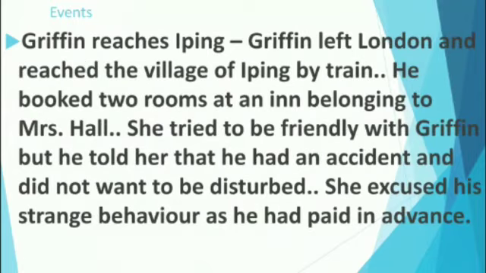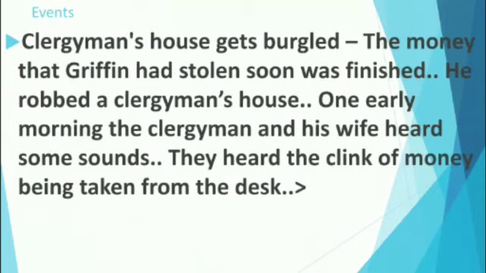After robbing the shopkeeper, Griffin left London and took a train to the village of Iping. Here, he booked 2 rooms in an inn belonging to Mr. Hall. Mrs. Hall, the landlord's wife, tried to be friendly with Griffin. However, Griffin told her that he had an accident and did not want to be disturbed. Mrs. Hall excused his strange behavior as he had paid her in advance.